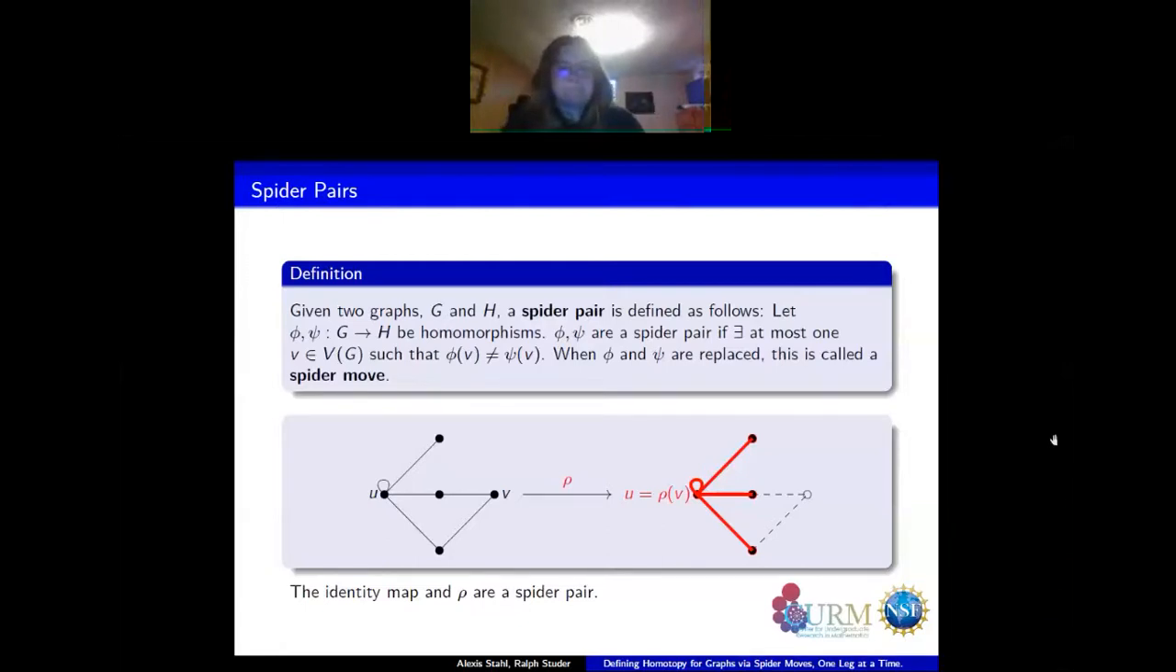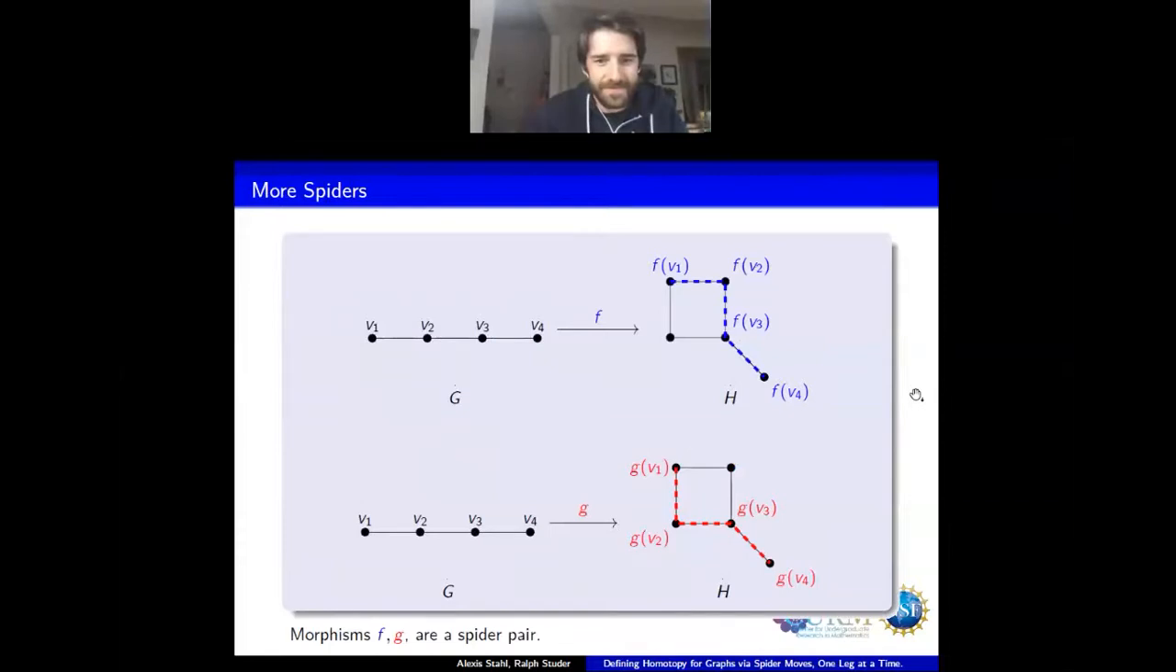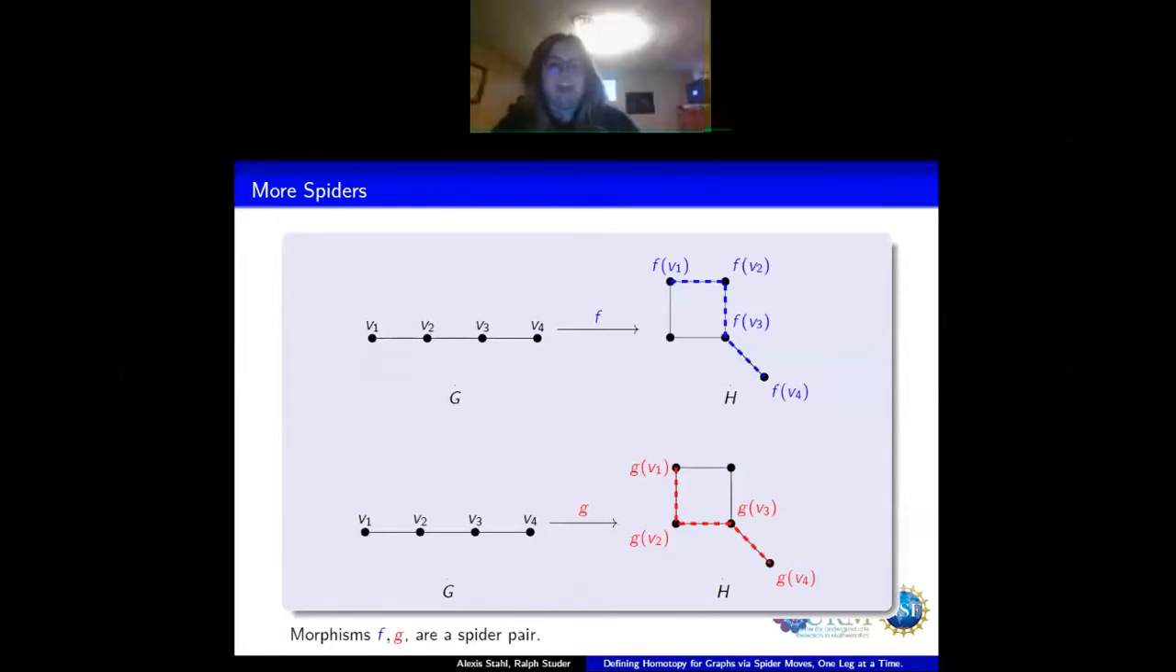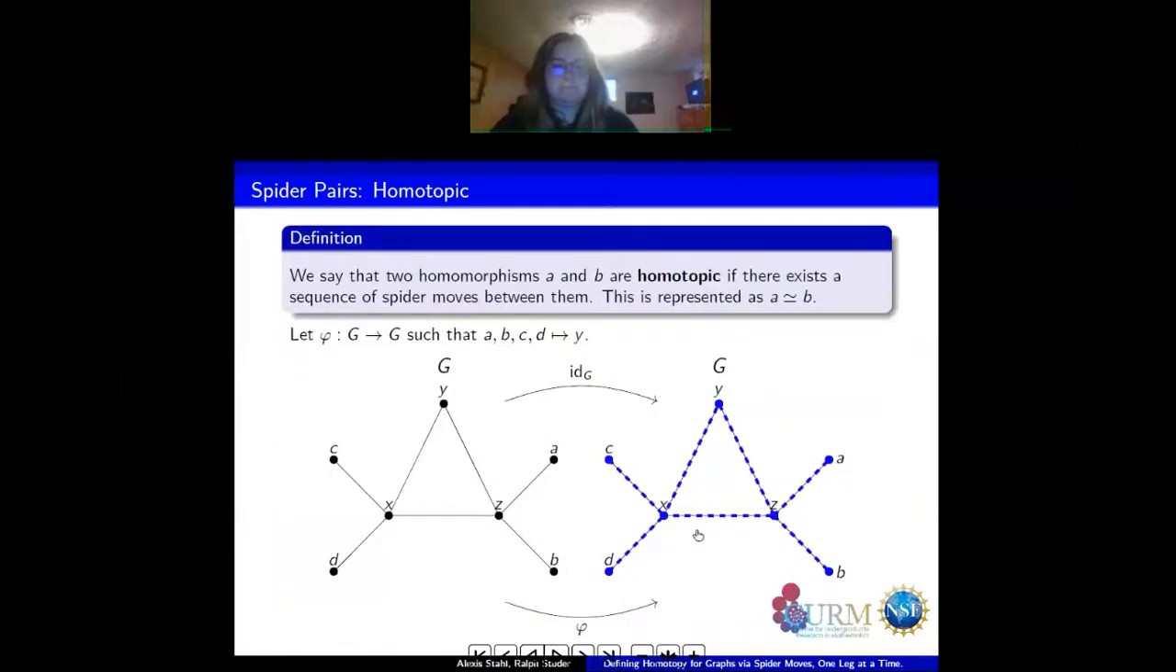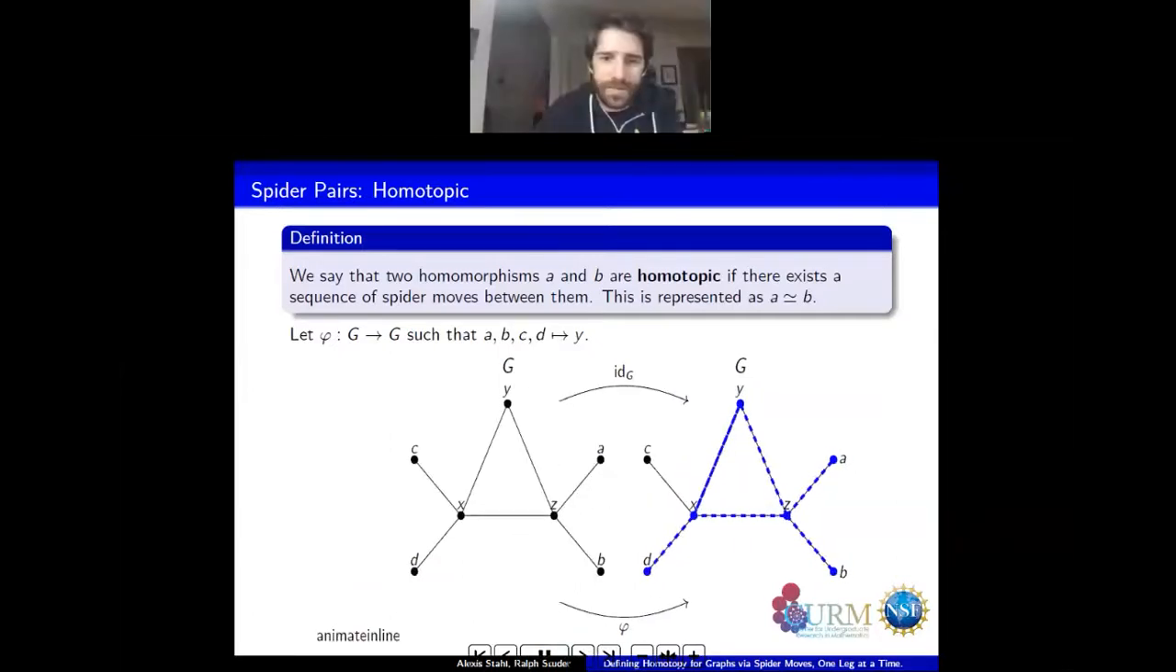We define a spider pair as two graphs that differ by at most one vertex. So we can see in the example that these two graphs differ by one vertex, and that's U being sent to V, or V being sent to U. Here we have another example where F and G only differ at V2. Two homomorphisms are homotopic if there exist spider moves in between them.